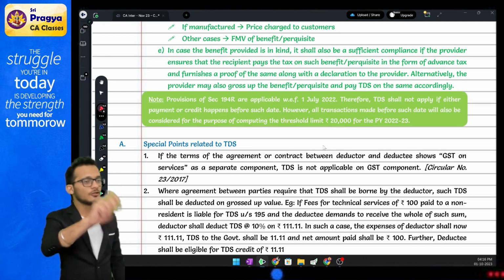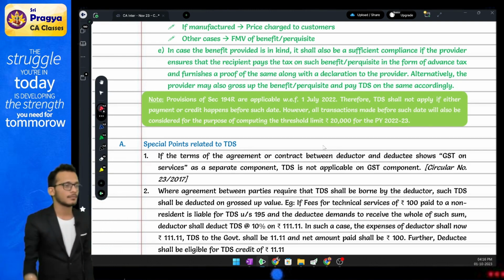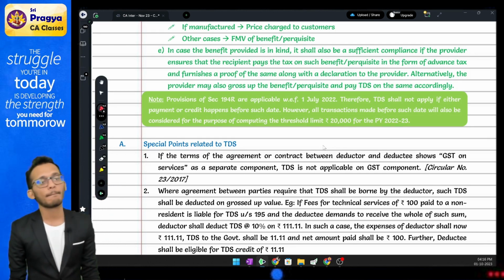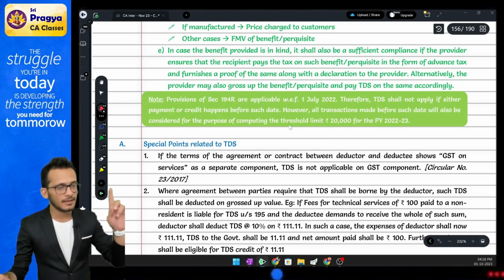Yes, April should also be considered, but ICA does not prefer it, so let's not do it. It will happen from the due date. This is what your interest computations look like. Yes or no? Perfect. This is the end of the chapter called TDS.